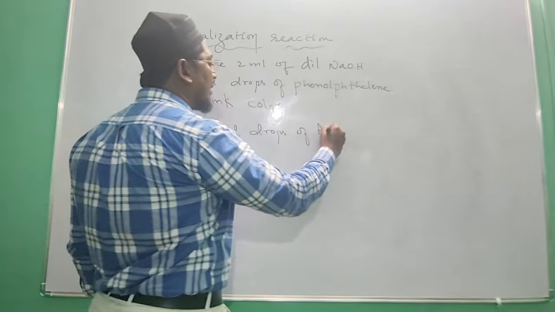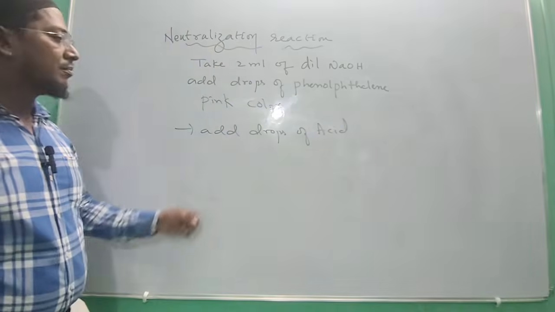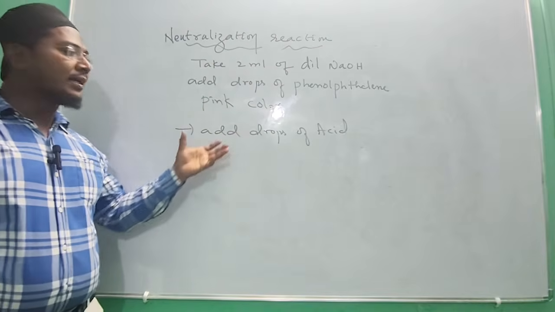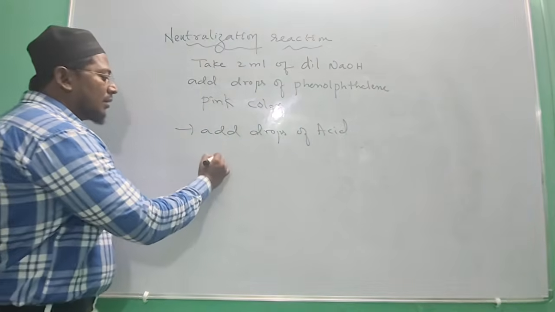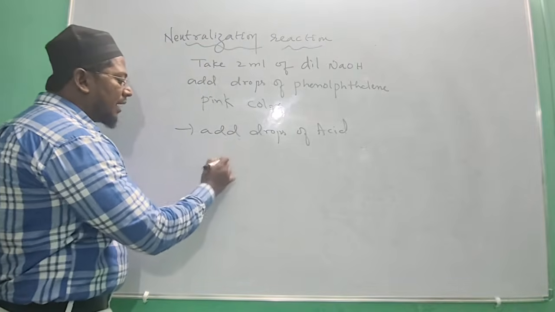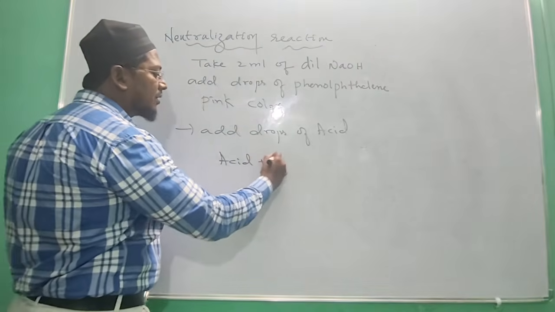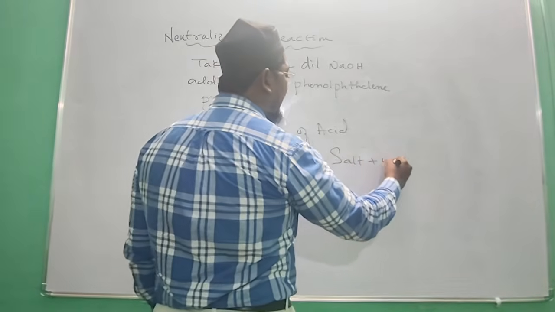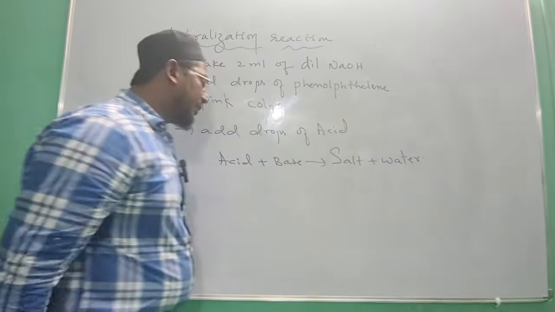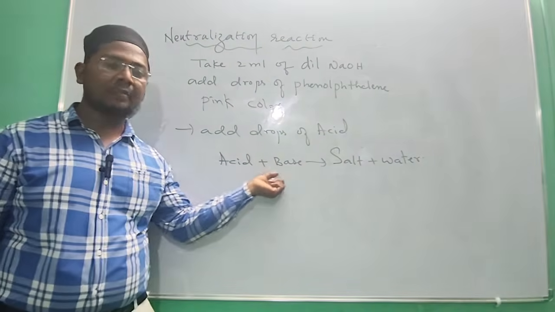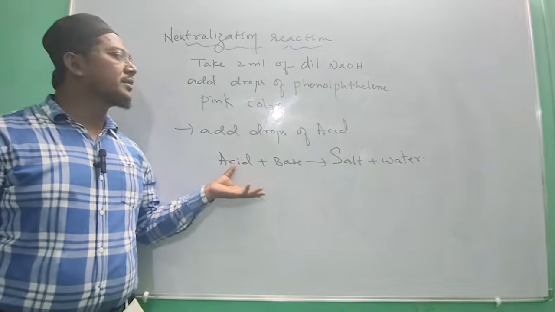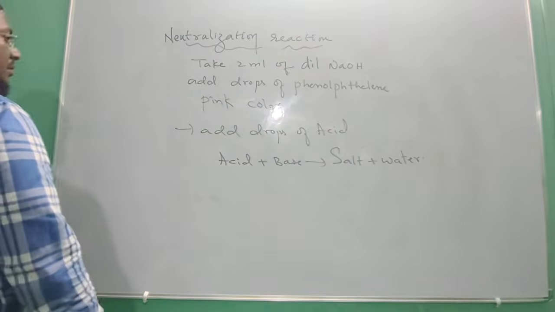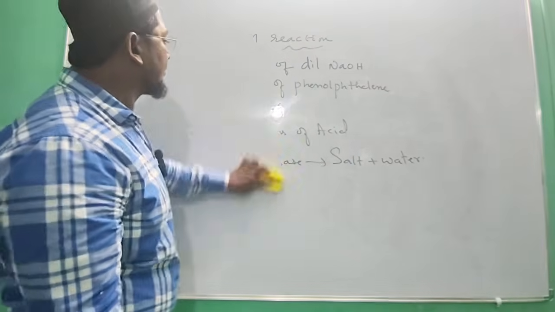What happens? The pink color disappears and the solution becomes neutralized. Why does the pink color disappear? Because acid reacts with base and becomes salt and water. This is the neutralization reaction. We should see the next activity, neutralization reaction. What is the activity?